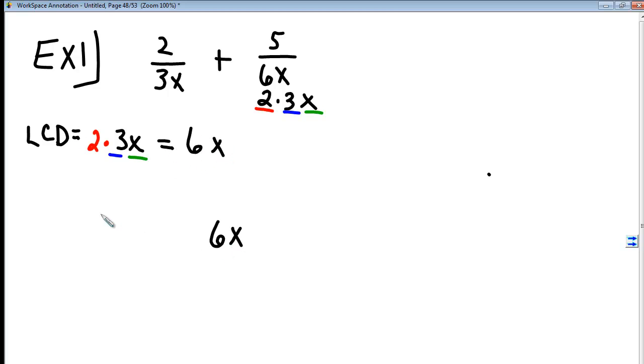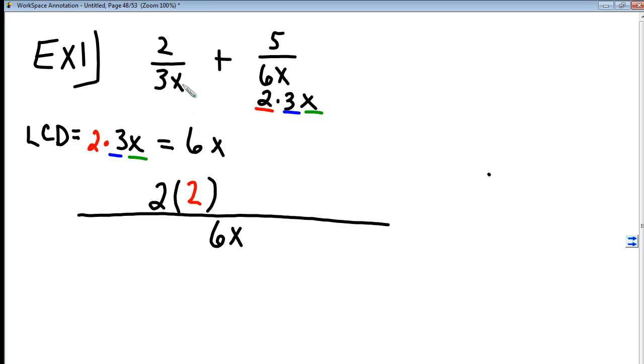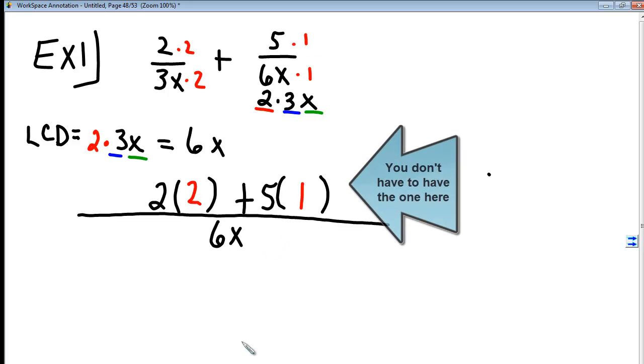So we write 6x down and we draw one division line above it. What do I need to multiply the 3x by to make it 6x? Well, that is 2. If I multiply top and bottom by 2, I will get 6x in the denominator. Next number. What do I need to multiply the 6x by to get 6x? Well, if I multiply both top and bottom by 1, that does the trick.